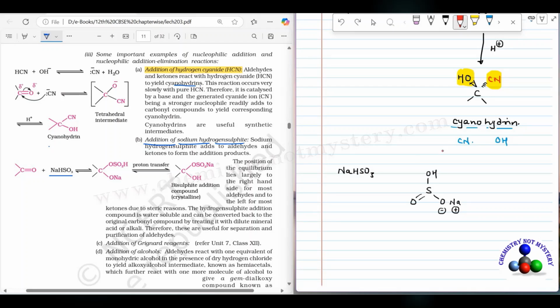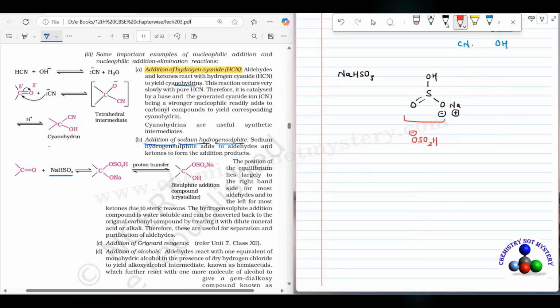So here this is the nucleophile. And this nucleophile is O-SO2H, and here oxygen carries negative charge. Means the bond is formed by an oxygen.